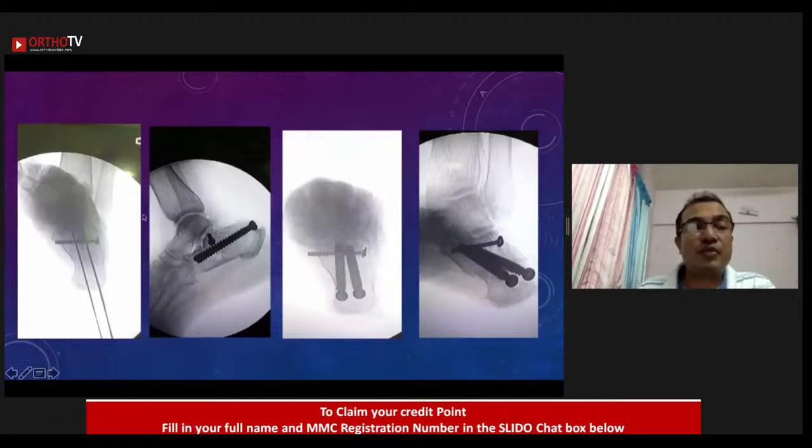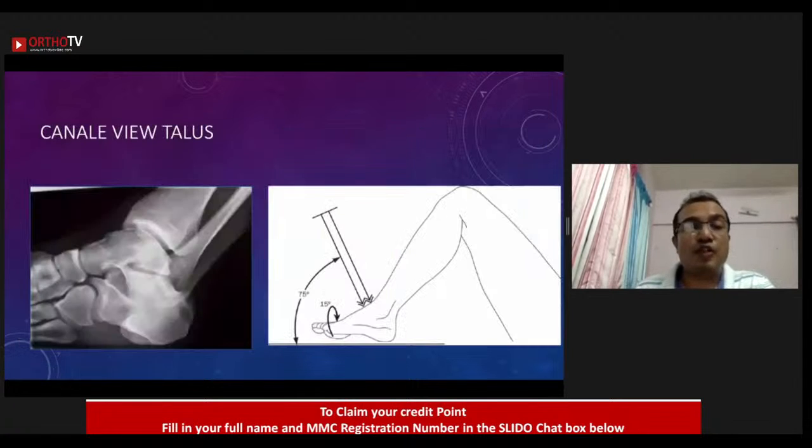These are different views intraop. So axial and Broden's views are very important. This is Broden's view, very important to know the articular congruity of the subtalar joint.